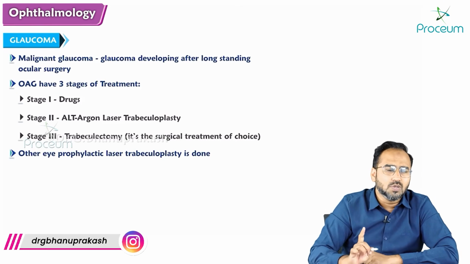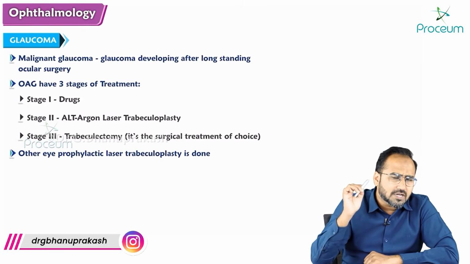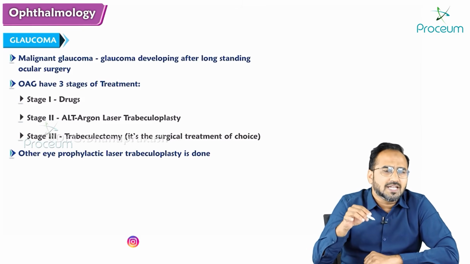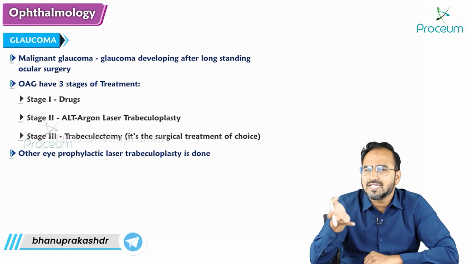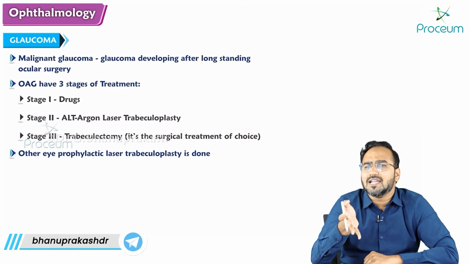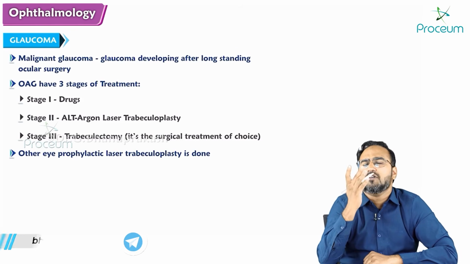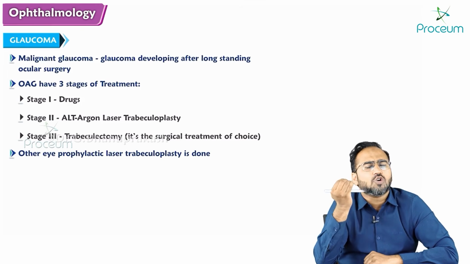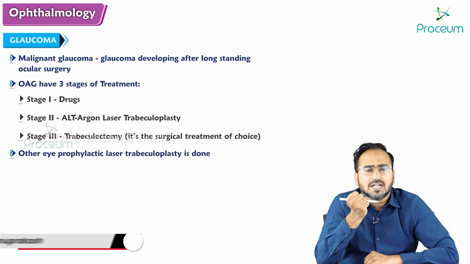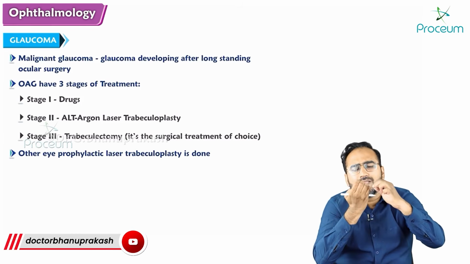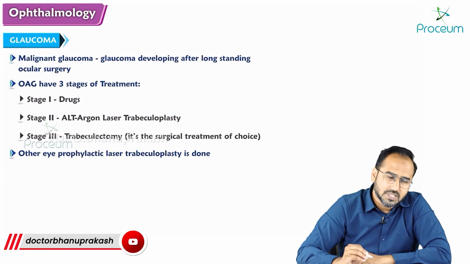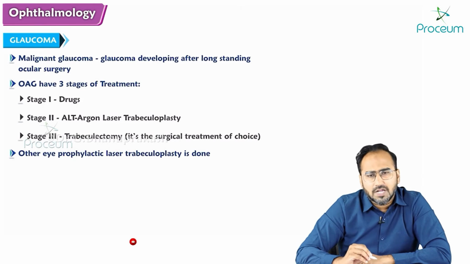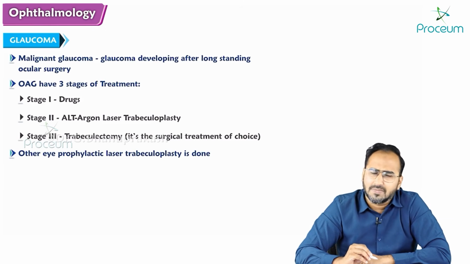So, remember guys, I told you, in open angle glaucoma, the first line of therapy is drugs. The drugs will have two aims. Either they increase the outflow or decrease the production. That is the aim of the drugs. If the drug management fails in open angle glaucoma, remember, the pathology of open angle glaucoma is trabecular meshwork fibrosis. If the drug fails, take an argon laser and open the trabecular meshwork, which is called argon laser trabeculotomy. It is called what, guys? Argon laser trabeculotomy, or it is also called argon laser trabeculoplasty.